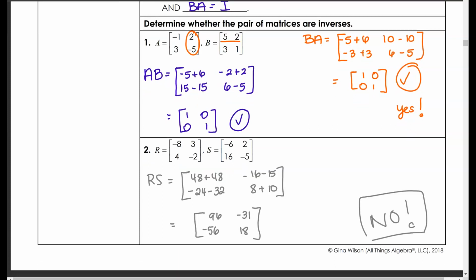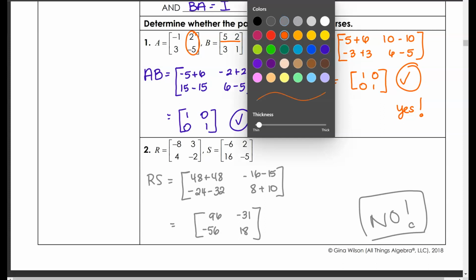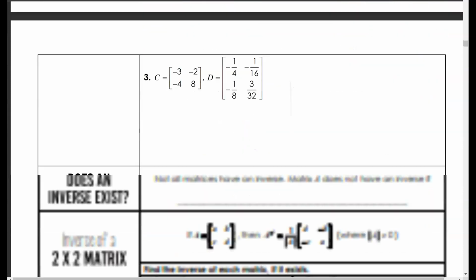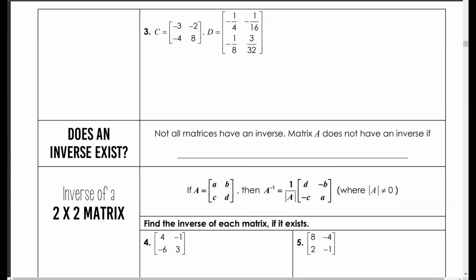So now notice that we don't actually have to check both ways here because the moment we calculated R times S, we automatically got something that is not the identity matrix. So therefore, the answer is no. That is that these are not inverses of each other. Okay. All right, I know everyone loves fractions, so go ahead and try this one now. Are these inverses of each other?